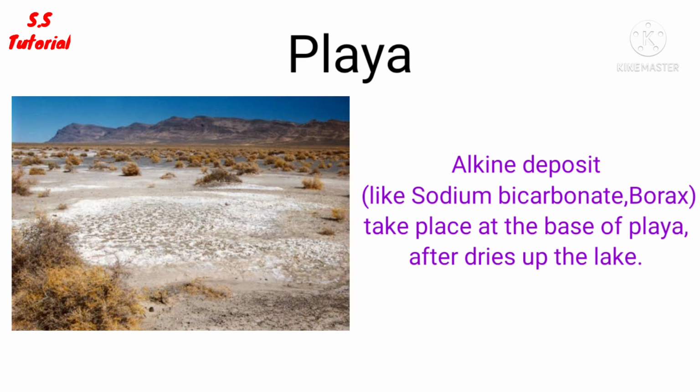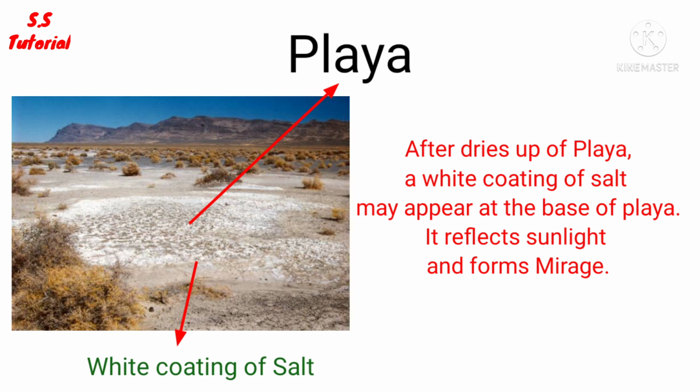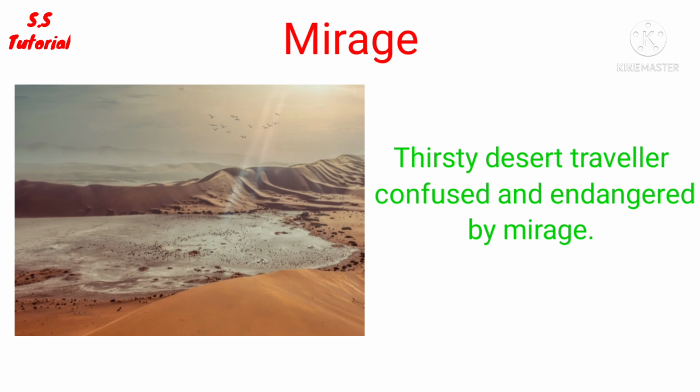Due to higher evaporation, alkaline deposits take place at the base of the lake, like sodium bicarbonate, borax and so on. When the water of the playa dries up, a white coating of salt appears, which reflects sunlight and looks like water. Thirsty desert travelers are confused and endangered by this mirage.